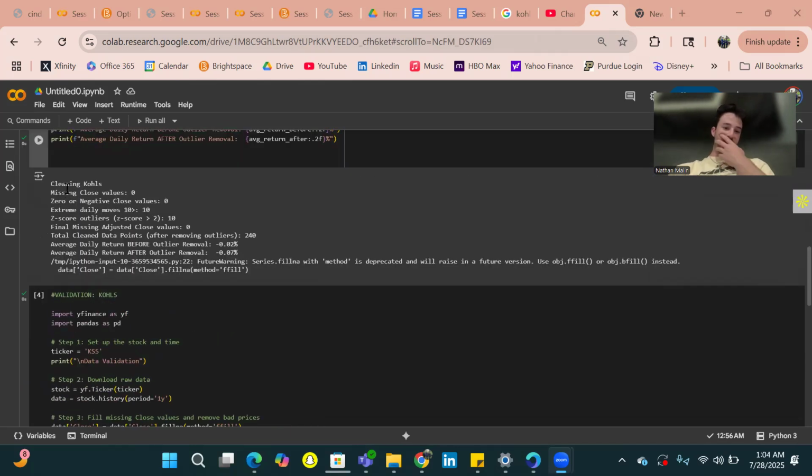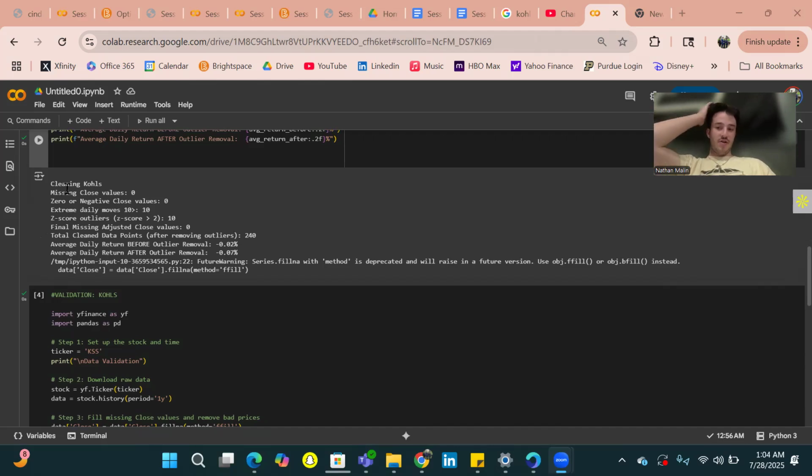So I had missing close values of 0, which is good, 0 negative close values, which is good. So there's no bad or missing data. So that did not have to be cleaned. It actually didn't affect the daily return or percentage change. But what did actually affect it was the extreme daily moves, which is more than 10 of them.